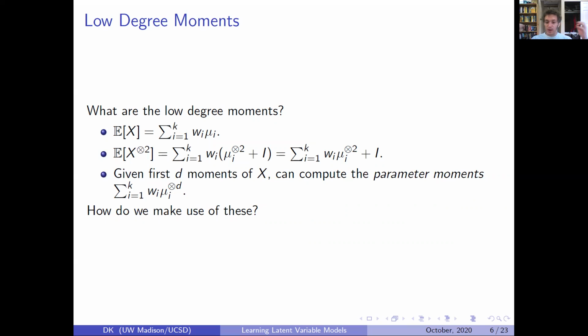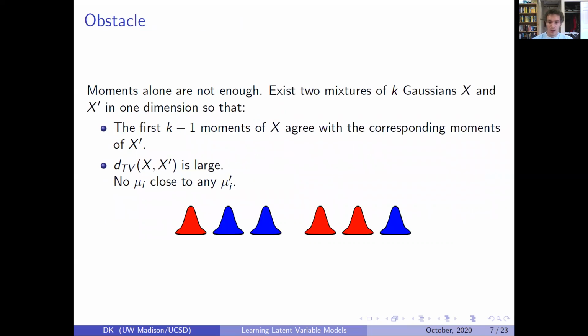We compute a few of them. How can we make use of them? Unfortunately, there is an obstacle to using these moments to learn our distribution. In particular, moments alone are not going to be enough. There exist two mixtures of k spherical Gaussians, call them x and x prime, and even in one dimension, you can construct these families so that, firstly, the first k minus 1 moments of x agree with the corresponding moments of x prime. And secondly, the total variation distance between x and x prime is large.